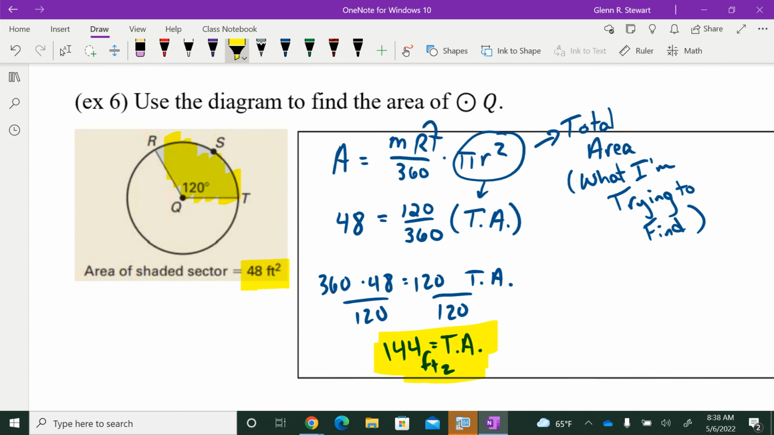Questions at all? This is very similar to what we did with circumference the other day, where we were given a small chunk, then we had to find the total circumference.